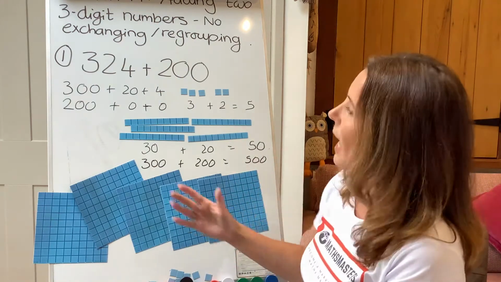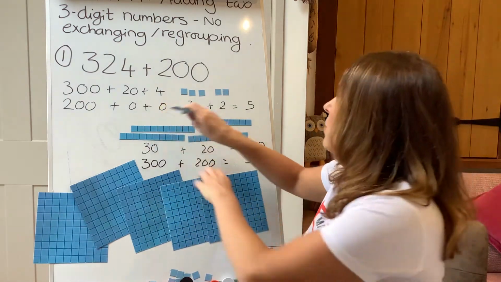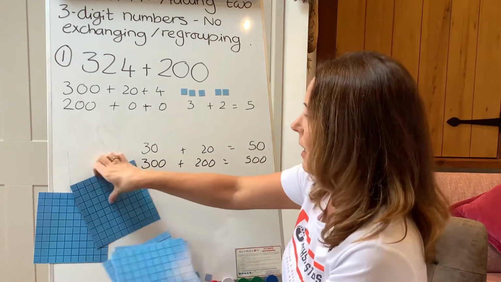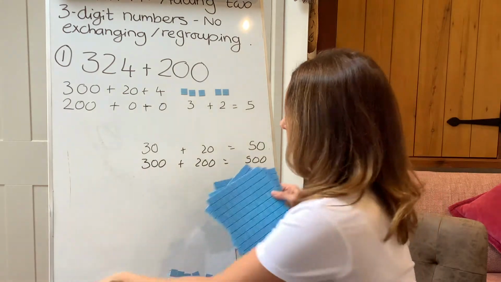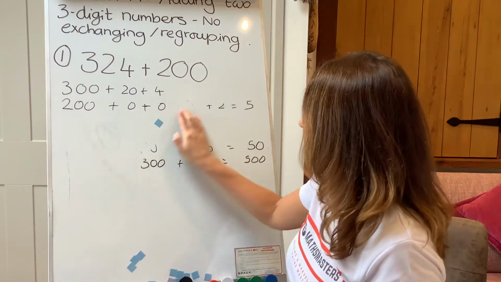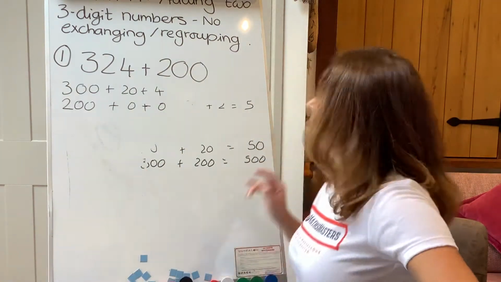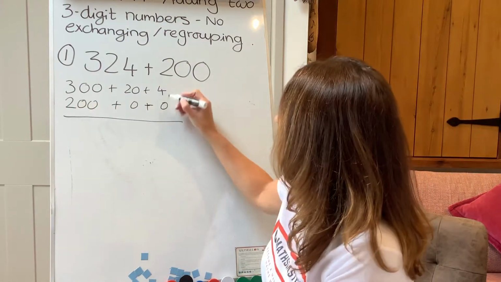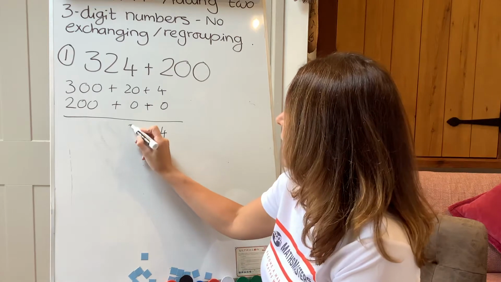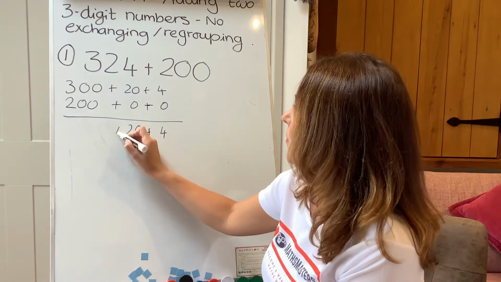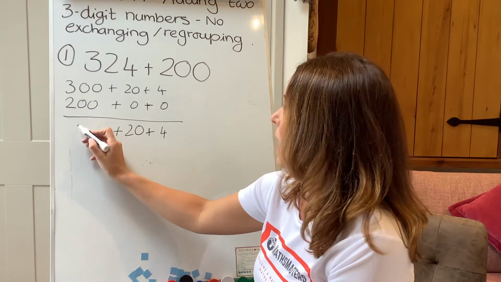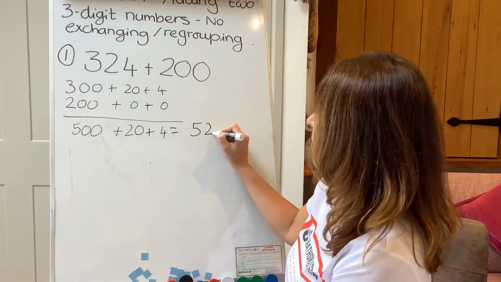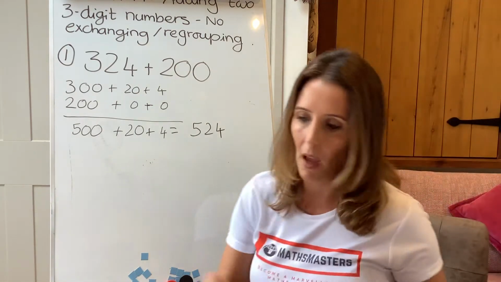So I can just mentally work out that 300 and 200 makes 500 without having to do any formal written method. I can show my working out like so. I've got 4 and 0, 20 and 0, and I added 300 and 200, which makes 500. Then I can put all that together and it makes 524, like so.